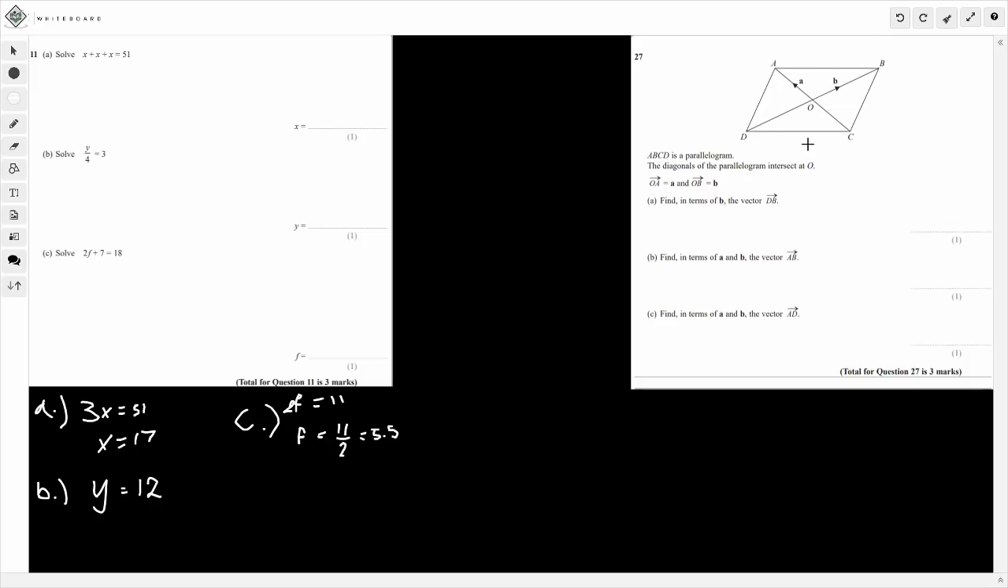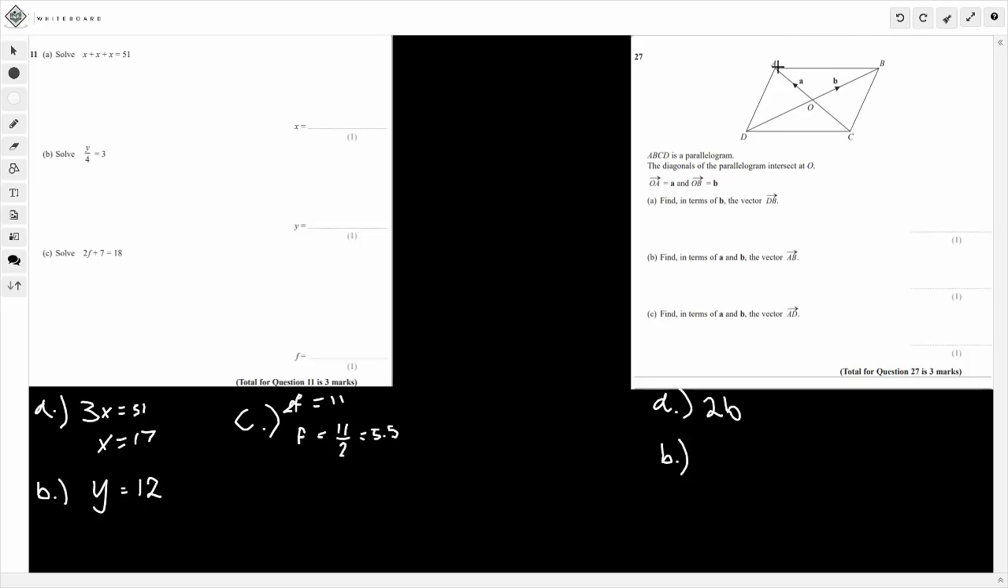From here to here, 2b. So part A is 2b. Part B, we have to find in terms of A and B the vector AB. So we're going from A here to B.